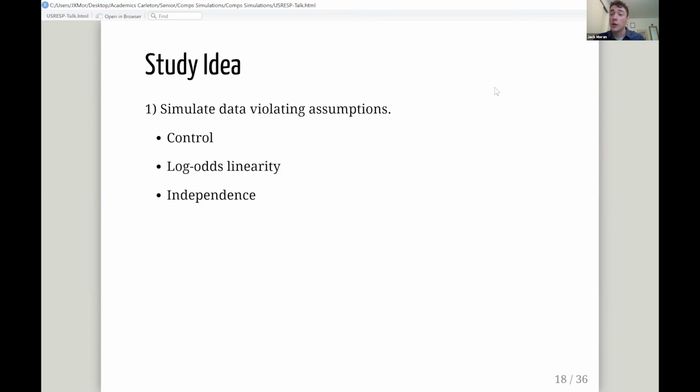And so I ran this study for logistic regression, testing the lineup protocol. The basic idea was we're going to simulate data so we know exactly how it's violating the assumptions of logistic regression. So we had 3 groups: a control group where the data was good and there should have been no issues, a log odds linearity group where the underlying data successes has a quadratic term that's omitted from the model, and then also independence violations where the underlying data is binned into little groups, and then those groups each have random effects that increase or decrease the probability of success. And so we have these 3 different violation types.